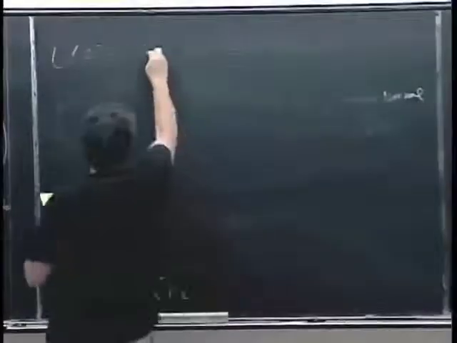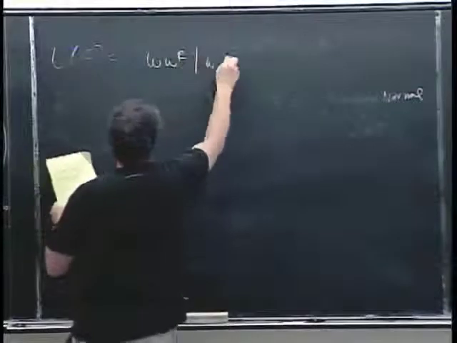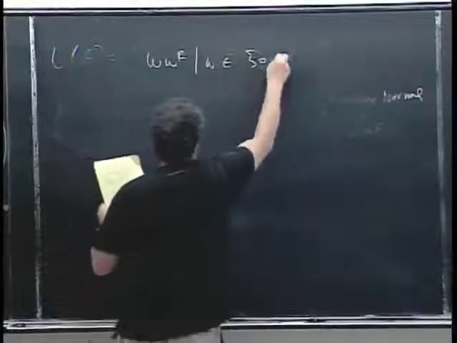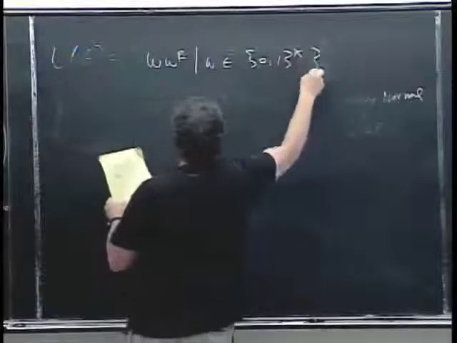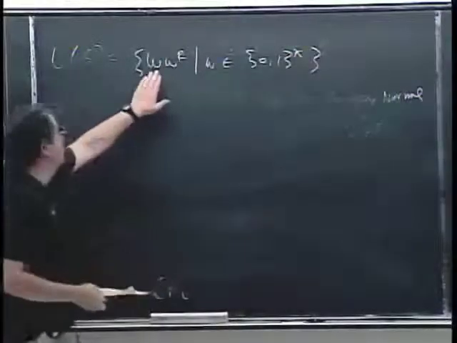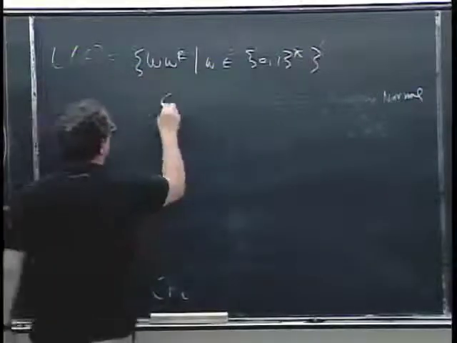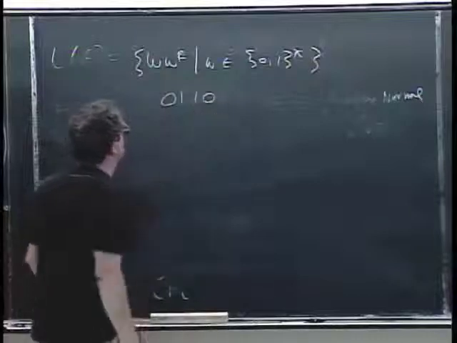So this language is WW reverse. W is contained in 0, 1 star. Okay, so this is going to be some binary string followed by the reverse of it. So for example, 0, 1, 1, 0.